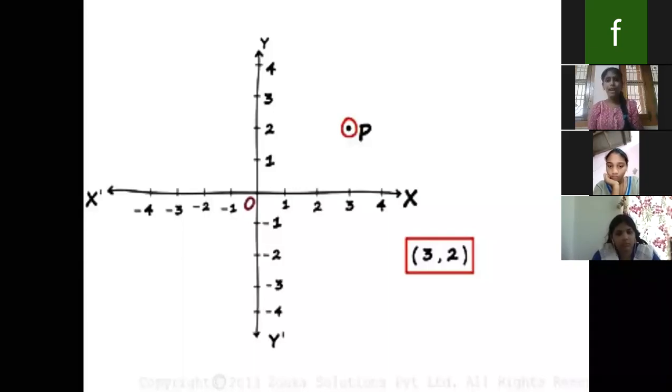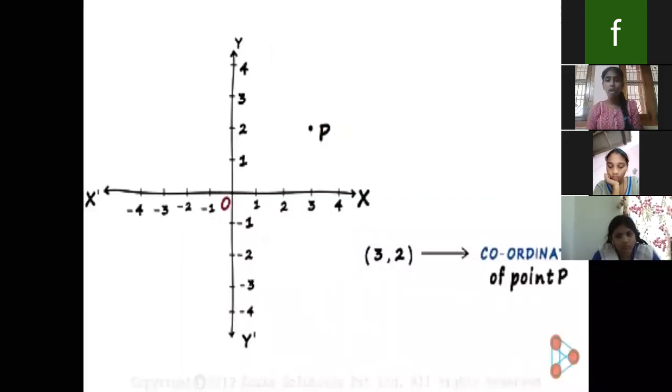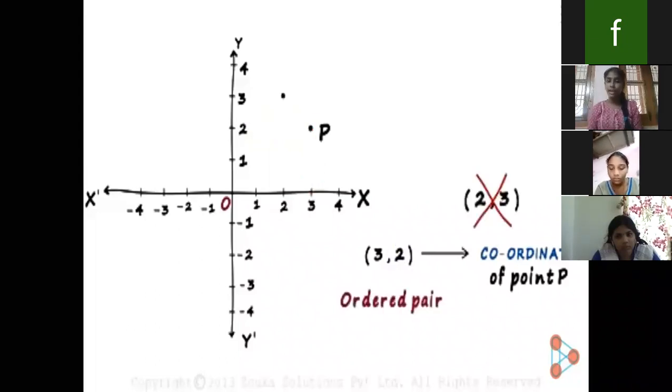First of all, we should not write 2 and 3. That is the wrong way of writing. These are the coordinates of point P, and these are also known as ordered pairs. If it is 2 and 3, those are not the ordered pairs. 3 and 2 is the only correct one. If 2 and 3 is there, the point will be in a different place.